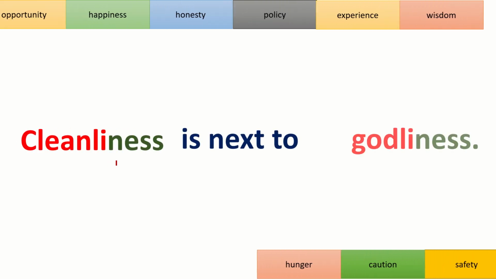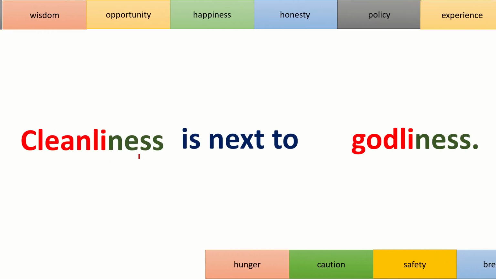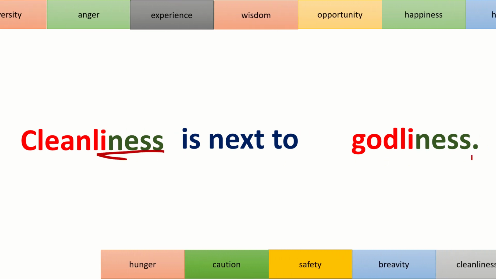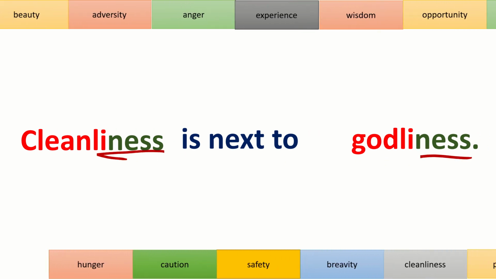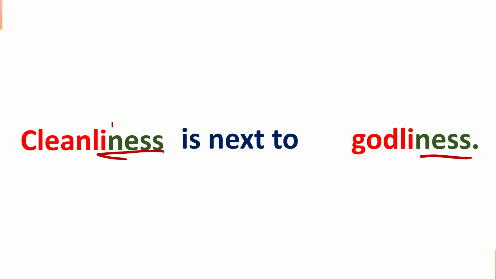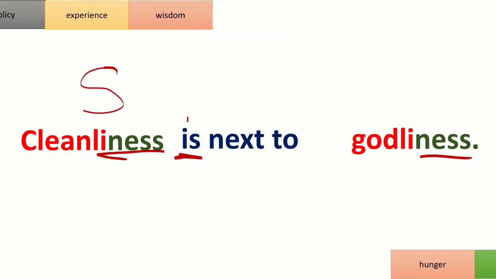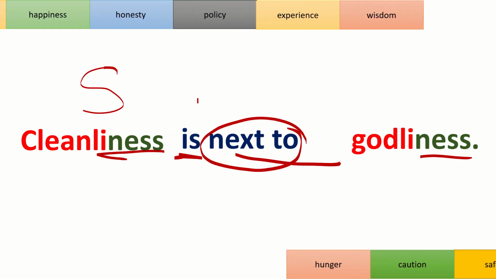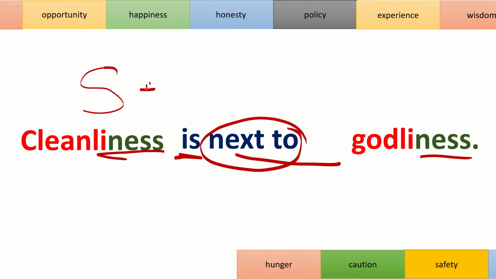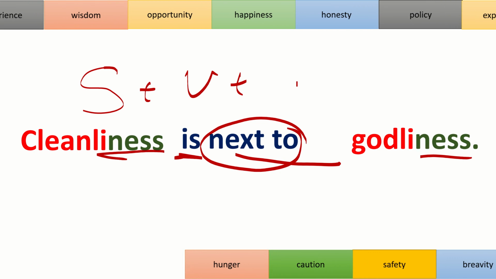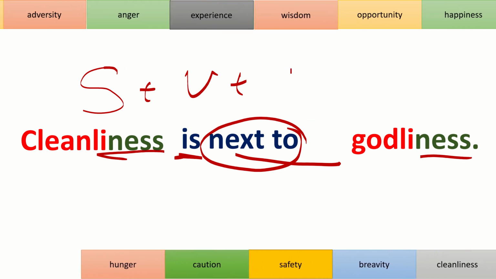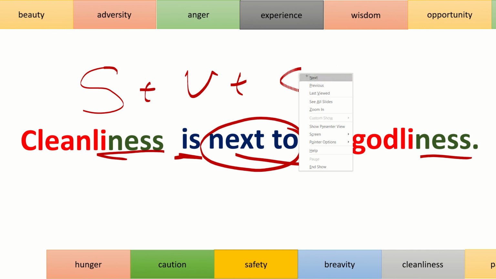Cleanliness is next to godliness. NESS is another noun suffix. These noun suffixes make abstract nouns. The structure of this sentence is subject, there is a linking verb, and this is a preposition, so the structure is a complement of a preposition.